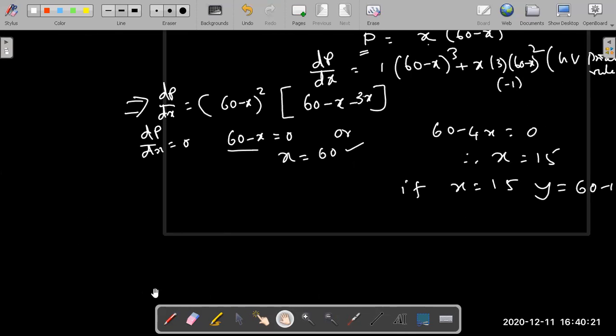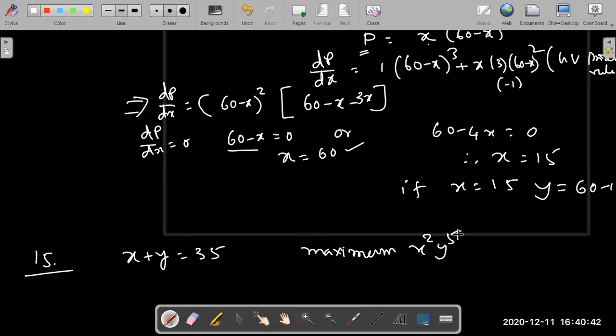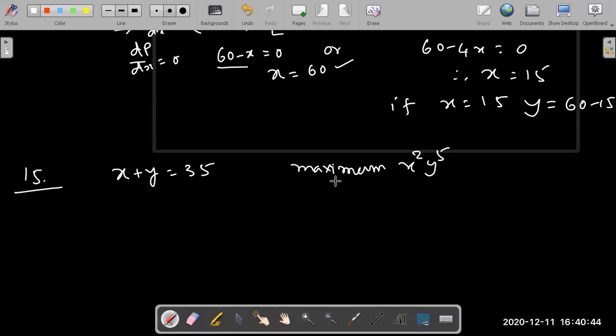That's the answer. So this is about the 14th. So 15th question. 15th question is similar. Only thing is the sum of the numbers is 35. x plus y is equal to 35. And we need to maximize x square into y to the power of 5. So same, let's assume p is equal to x square y to the power of 5.